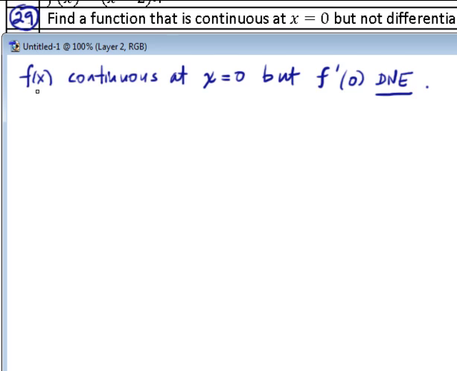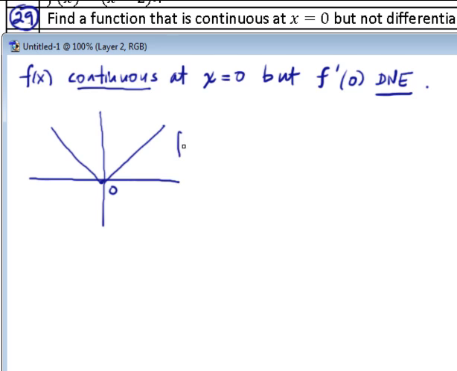In number 29, we want an example of a function f of x which is continuous at x equals 0, but f prime of 0, the derivative, does not exist. So a typical example would be the absolute value function, f of x equal to the absolute value of x. This is continuous at x equals 0. Let's just talk about the picture itself. It is continuous at x equals 0, no breaks, no points removed. So it does appear to be continuous.